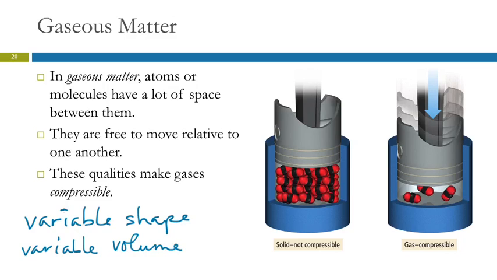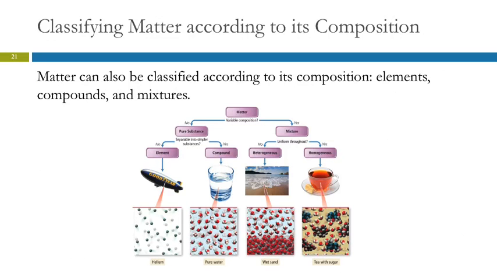So solids, fixed shape, fixed volume. Liquids, fixed volume, variable shape. A gas, variable shape and variable volume. There will be a test question. So that's classifying matter by its state, its physical state.